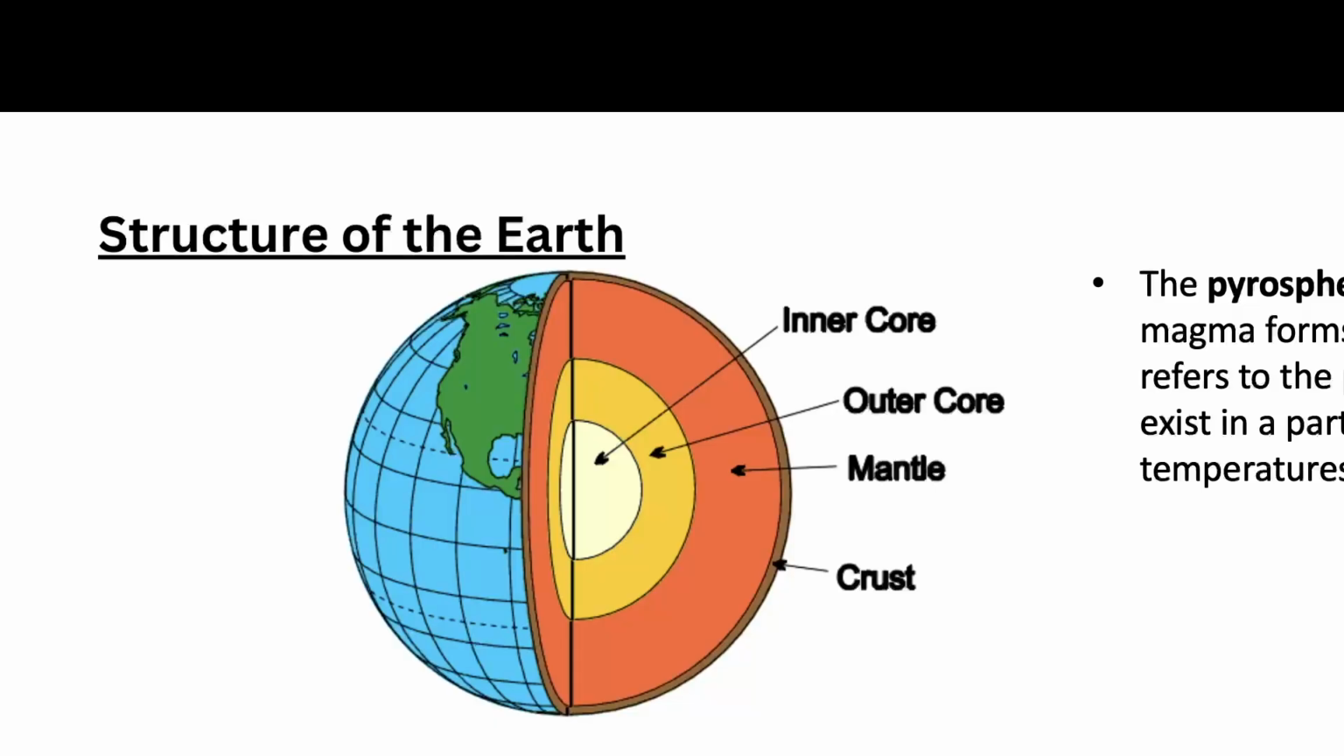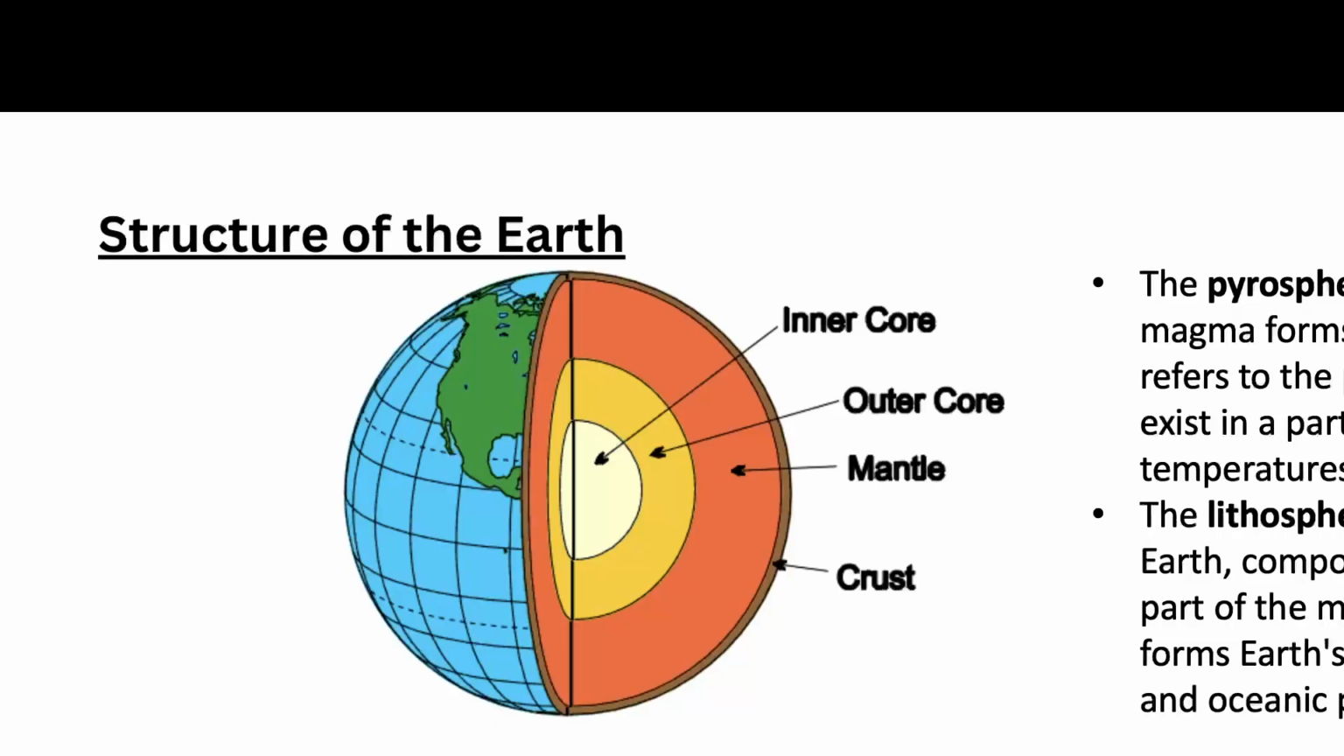So let us explain the other options. The pyrosphere of the mantle describes a zone where magma forms. Just above the outer core is the mantle, where there is volcanic activity. It refers to the part of Earth's mantle where rocks exist in a partially molten state due to high temperatures. So the mantle is also harboring molten rocks.